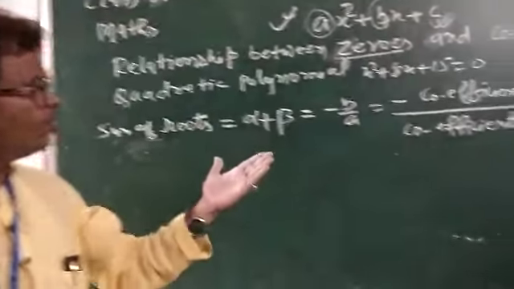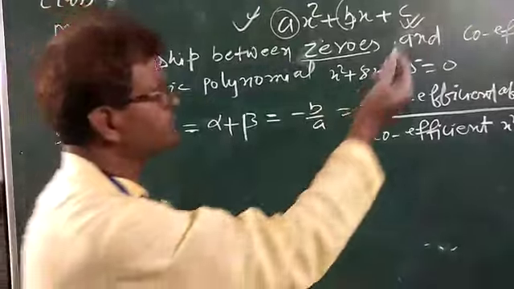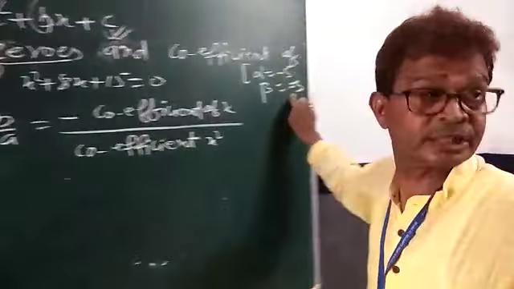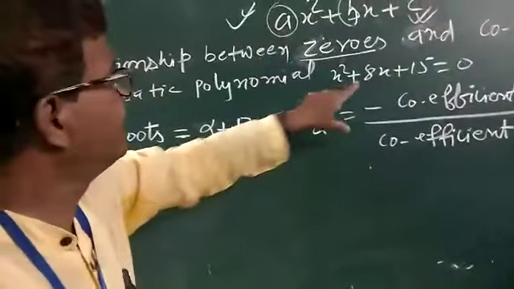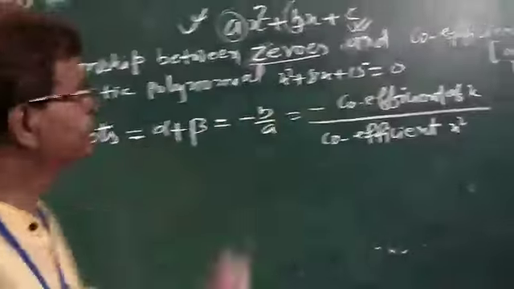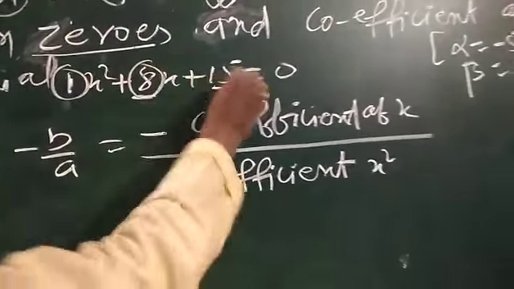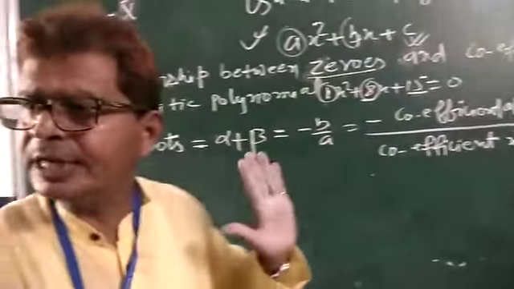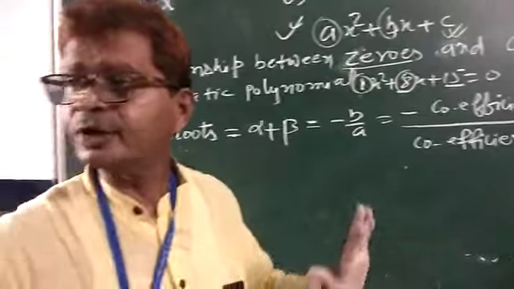It means we already have these two values, minus 5 and minus 3. So put in the values for the sum of the roots. If you add minus 5 and minus 3, you will get minus 8. See this equation: here a is 1, b is 8 and c is 15. So if you add minus 5 and minus 3, you get minus 8, and if a minus is put before minus 8, it will be plus 8.